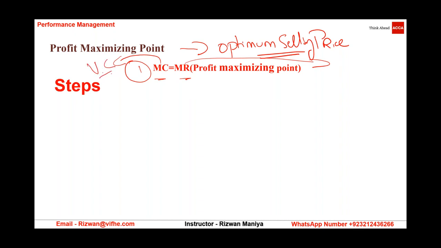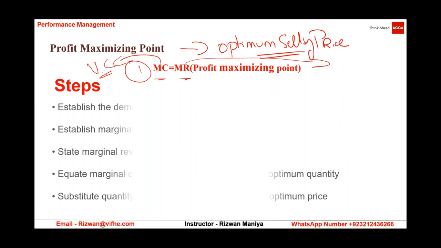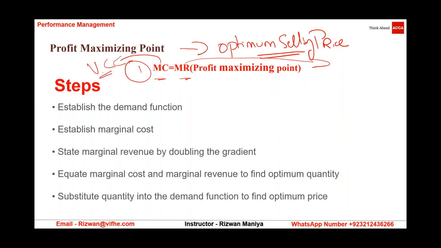What is MC? You can call MC as variable cost. One additional unit cost. If you produce one more unit, the additional cost that you will incur is MC. What is MR? One additional unit revenue is MR, right? So when this is the case, there are certain steps to follow. Show a logical presentation. Establish a demand function. So what is a demand function? Price is equal to A minus BQ.